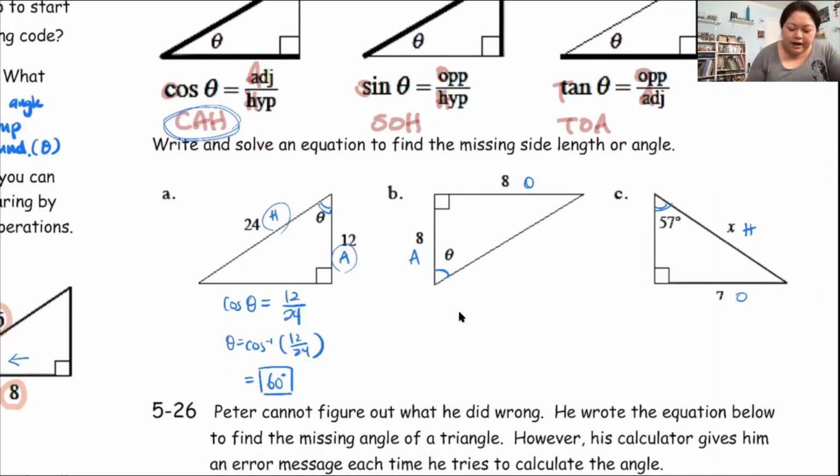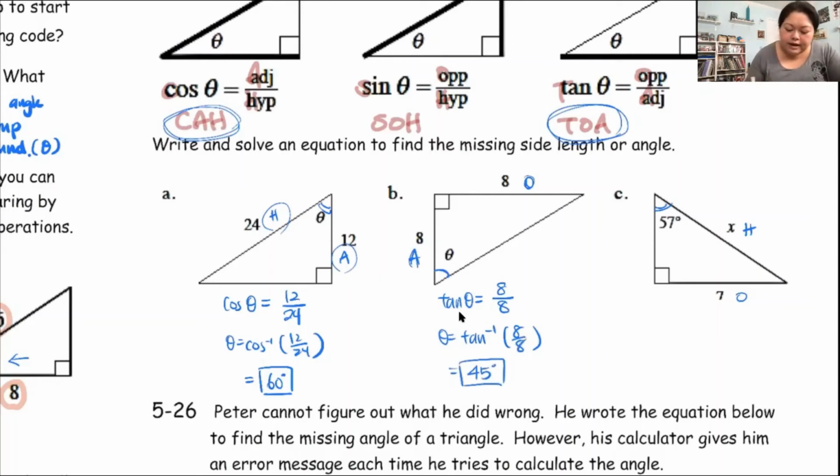Okay. Next problem, I see the letters O and A. So if I look at my ratios here, the only one with O and A is TOA, which tells me I need to use tangent. So I go tangent theta equals opposite over adjacent. So then that's tangent inverse of 8 over 8. That will give you 45 degrees, perfect 45 degrees.